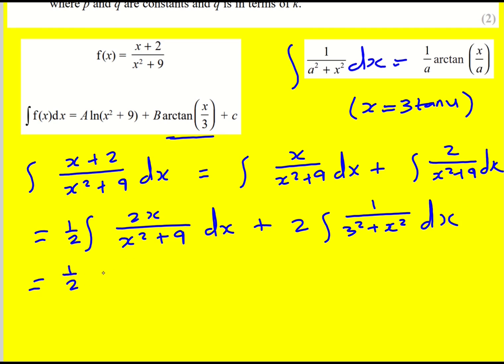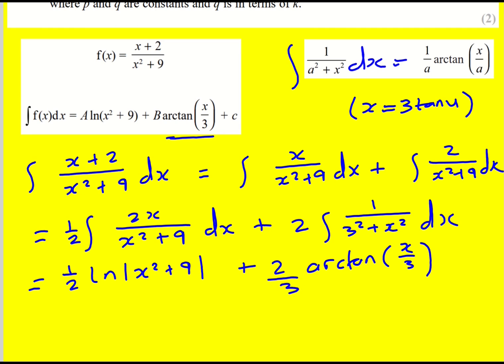So we get a half times ln of x squared plus 9. If you differentiate that back, you would do 1 over x squared plus 9 times the derivative of the inside, 2x, and you get it back. And then this one here is going to be 2 times 1 over 3 arctan of x over 3. So I'm going to go straight away for the final answer and write it as 2 over 3 arctan of x over 3. Don't forget your constant, and we're there.